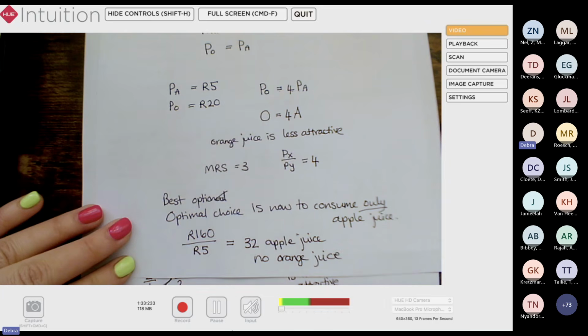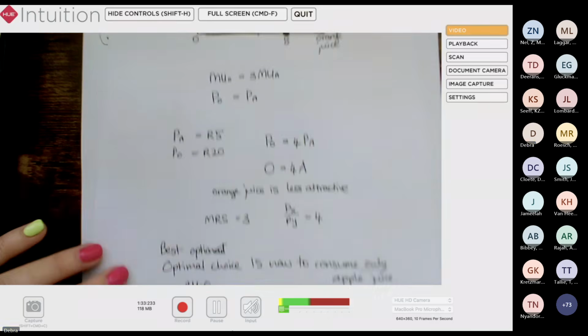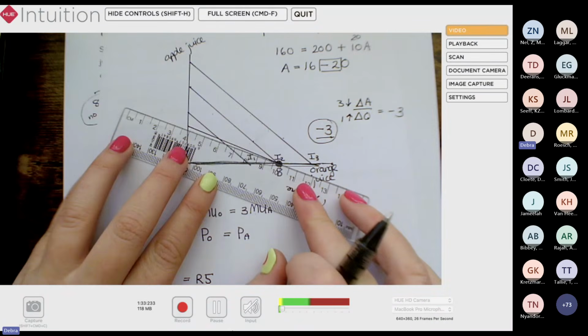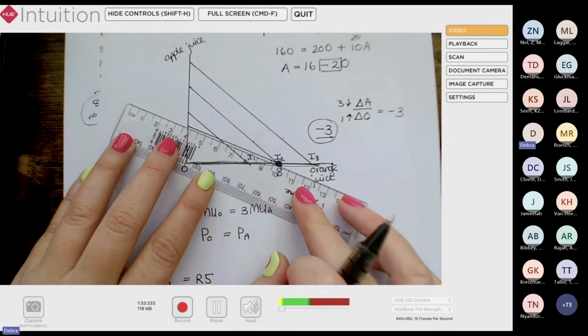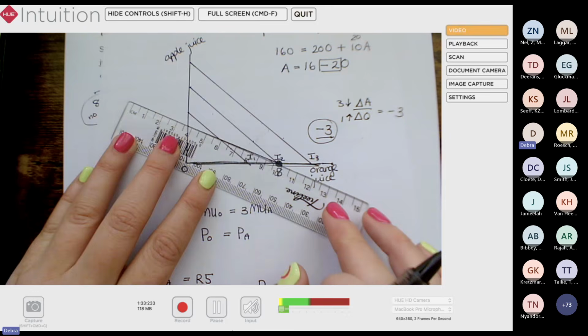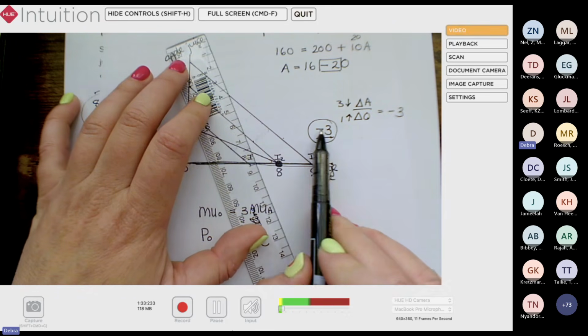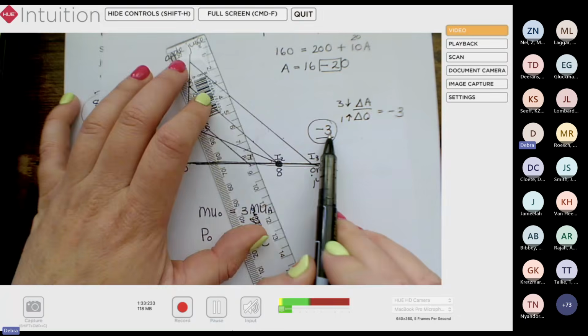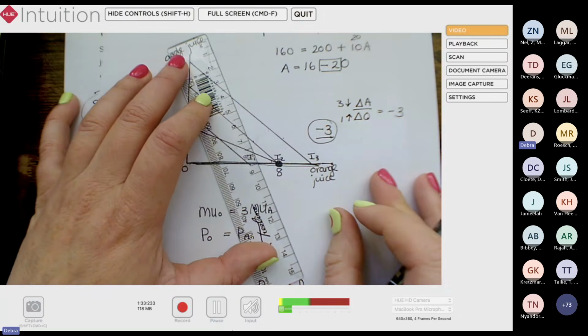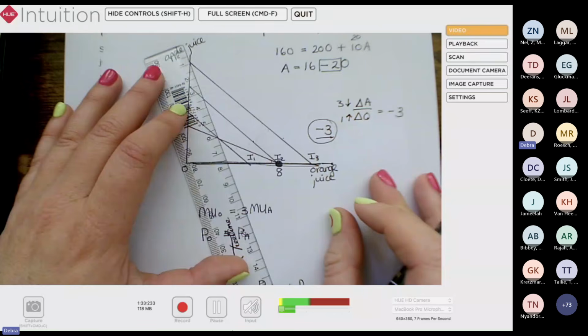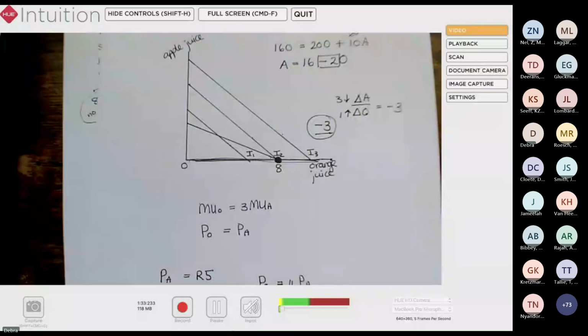If I think about it in terms of the picture, if this was how my budget constraint looked before, it had a slope of -2. Now my budget constraint is going to be steeper than my indifference curves. My indifference curves still have a slope of -3, but now the slope of my budget constraint is -4. And you can see how that's going to end up in a corner solution where I only consume apple juice. Okay, so essentially, the relationship completely flips.